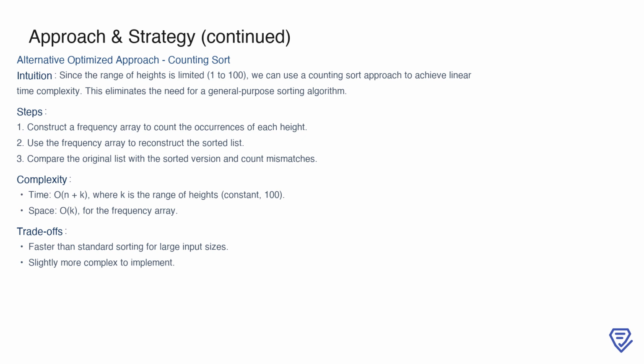The time complexity here is O(n + k), where k is the constant range of heights, and the space complexity is O(k) for the frequency array. This approach is faster than general-purpose sorting algorithms for large inputs and avoids the overhead of creating and sorting a copy of the list. However, its implementation is slightly more complex, which could make it less intuitive for some users, particularly for simpler problem constraints.